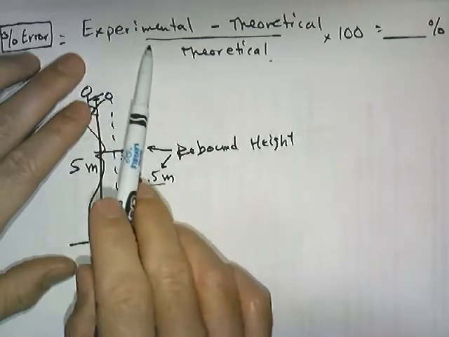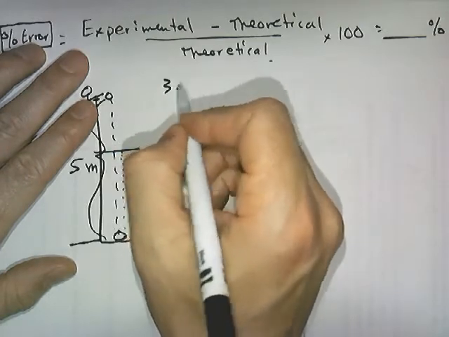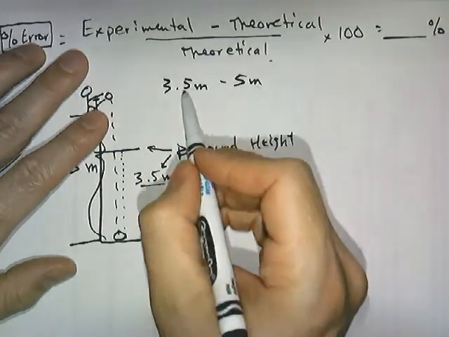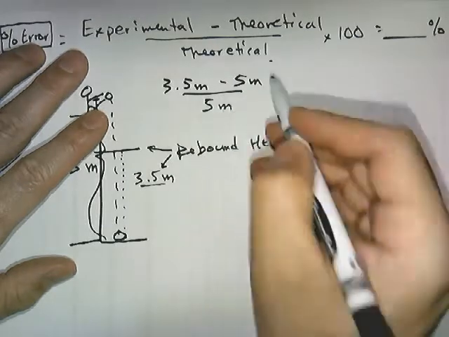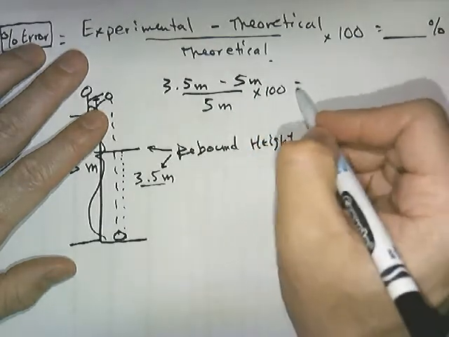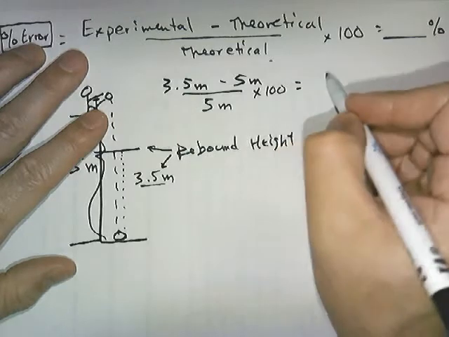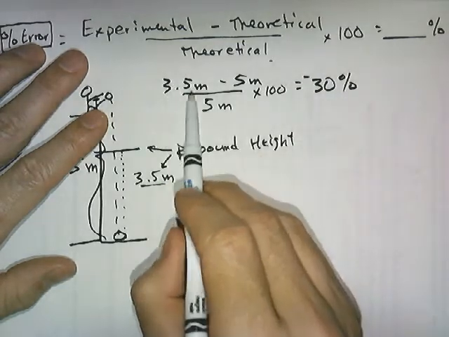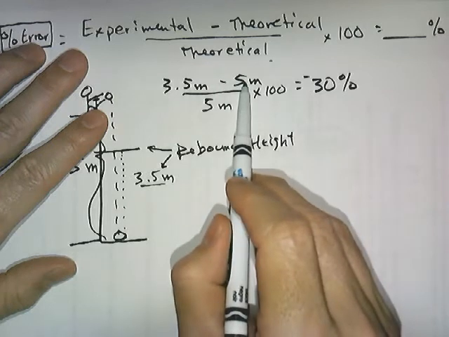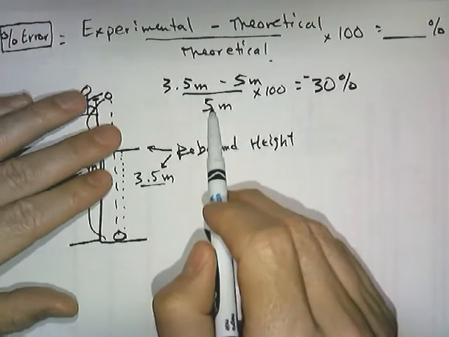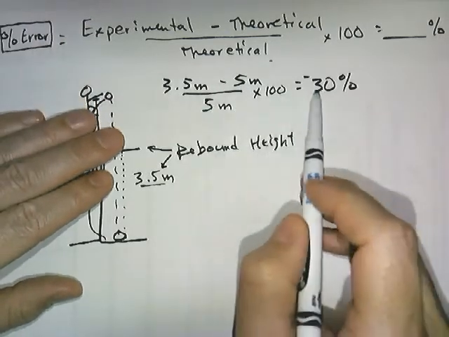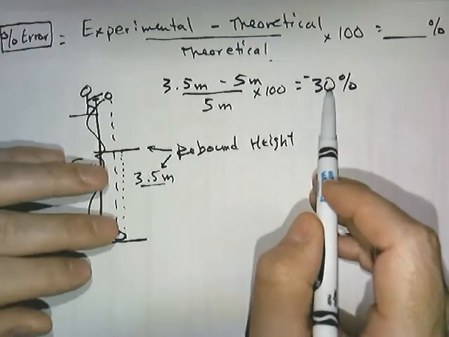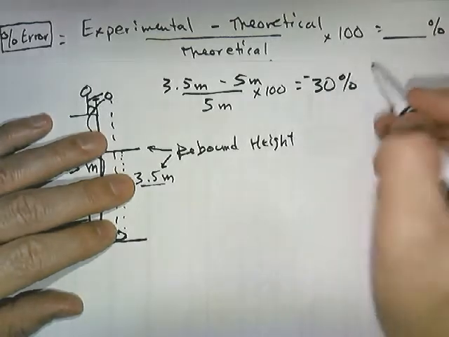So I'm going to use this equation here. Our experimental value was 3.5 meters. The theoretical height that we dropped it from was 5 meters. We divide by 5 meters, and we multiply times 100. You'll find that our value was negative 30%. 3.5 minus 5 is negative 1.5, divided by 5. We times 100, we get negative 0.30, or negative 30%.